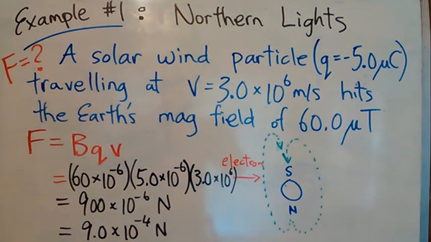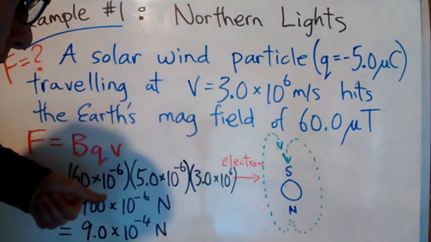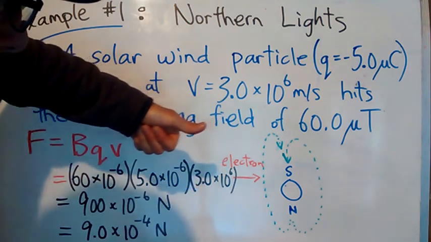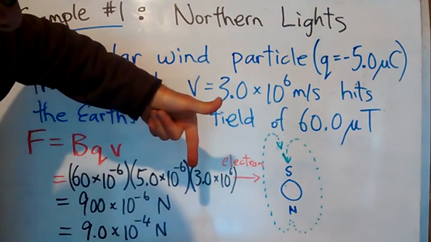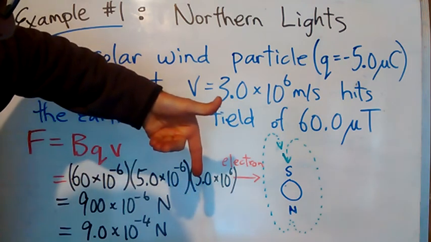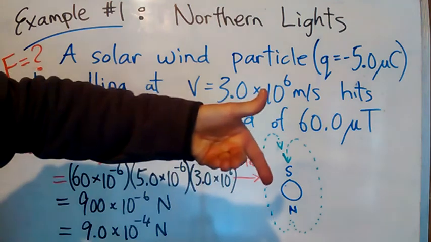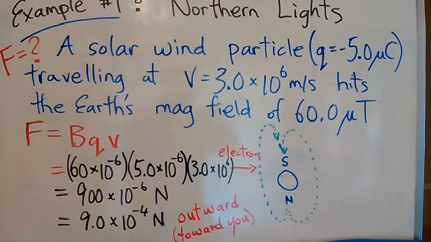Now the direction. Using my handy dandy left hand, I've got the electrons going that way. I've got the magnetic field up here at the north geographic pole pointing down. So the rest of my fingers point out towards you. So it's out of the board. Outward, right out at you.